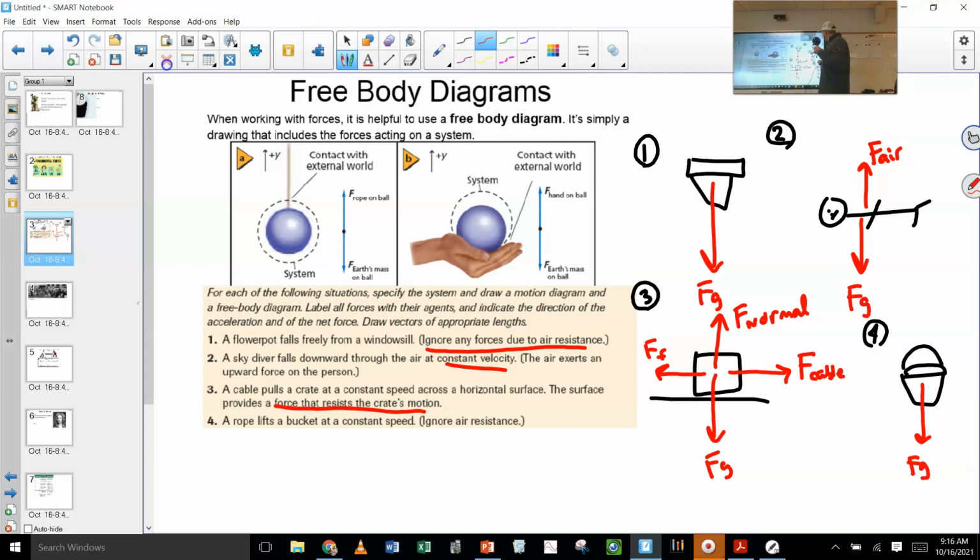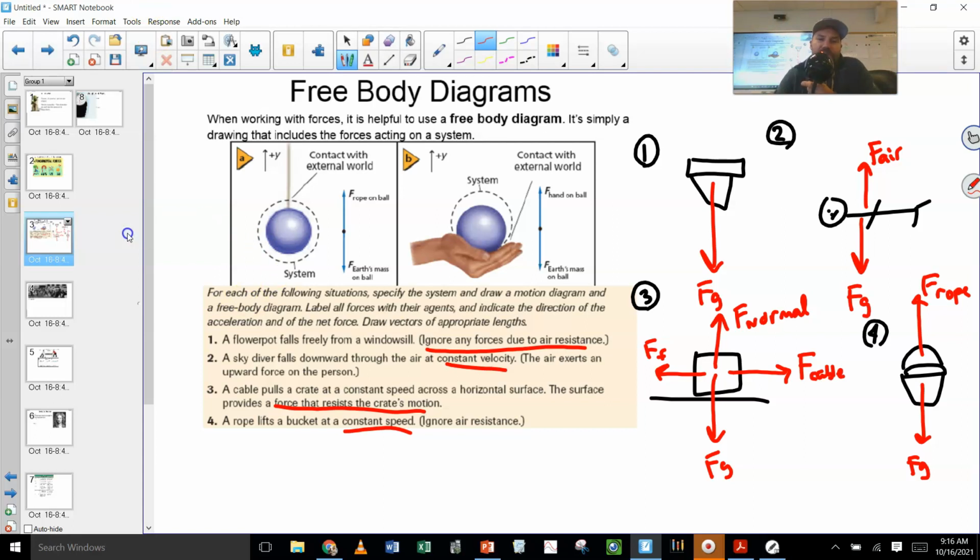Now my rope is lifting it at a constant speed. Again, that says something to me. When you're going at a constant speed, the force of the rope is the same size as the force of gravity. If you're accelerating, then one of these forces is bigger than the other. We're going to get to that, but I wanted to introduce that idea to you right now as we're going through it.